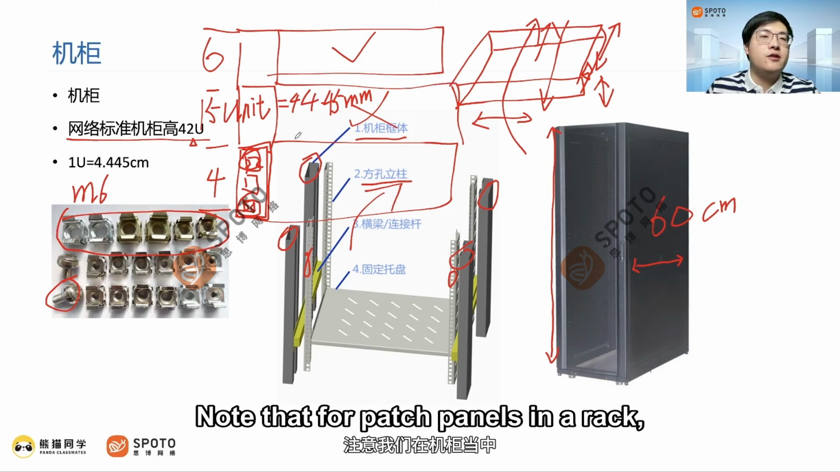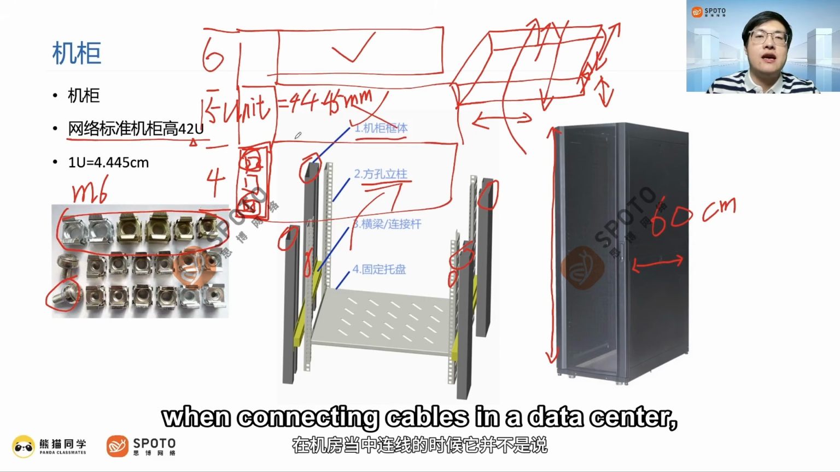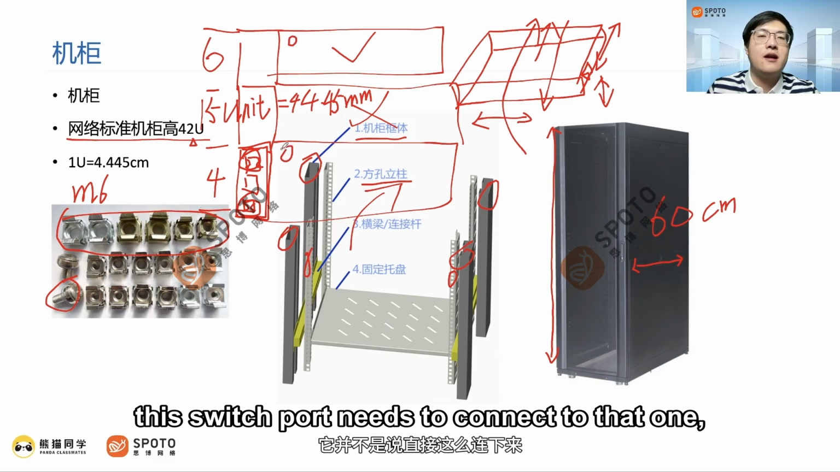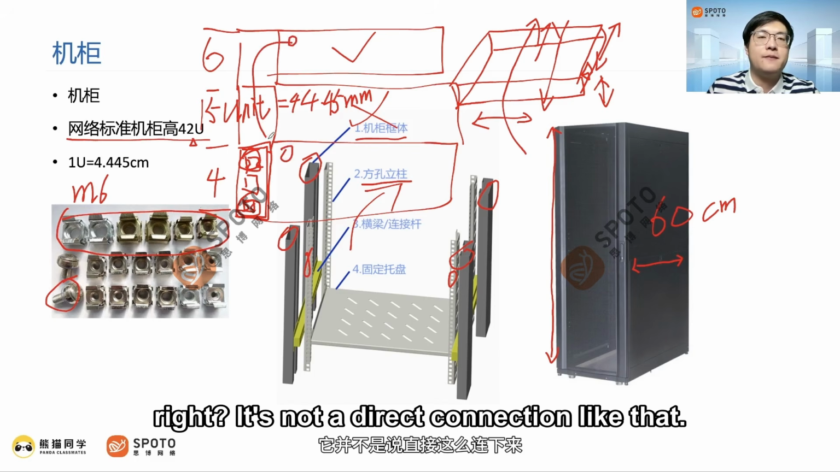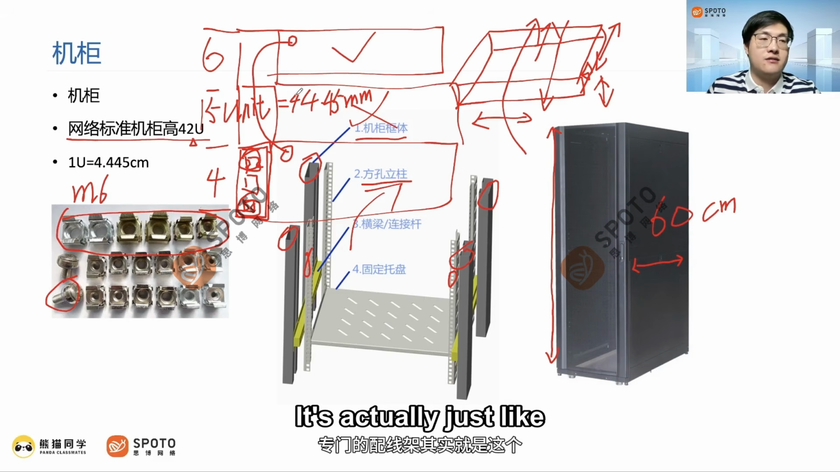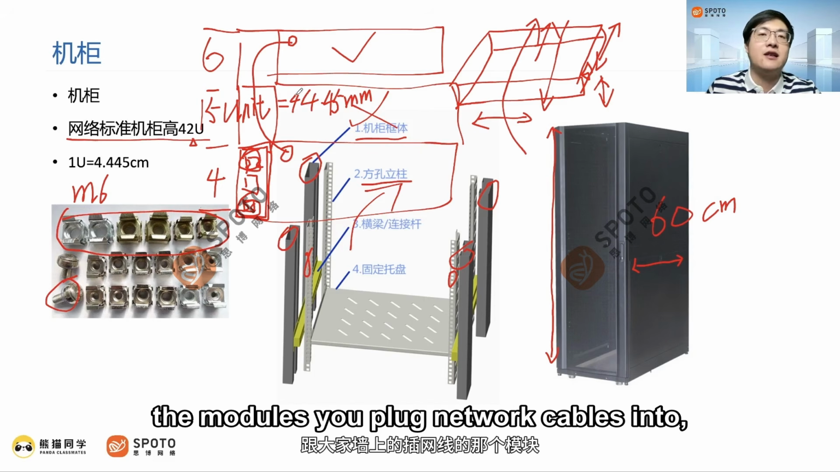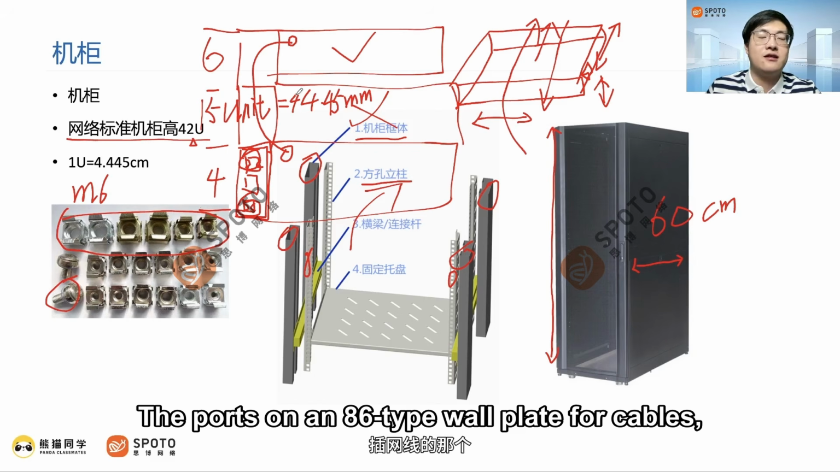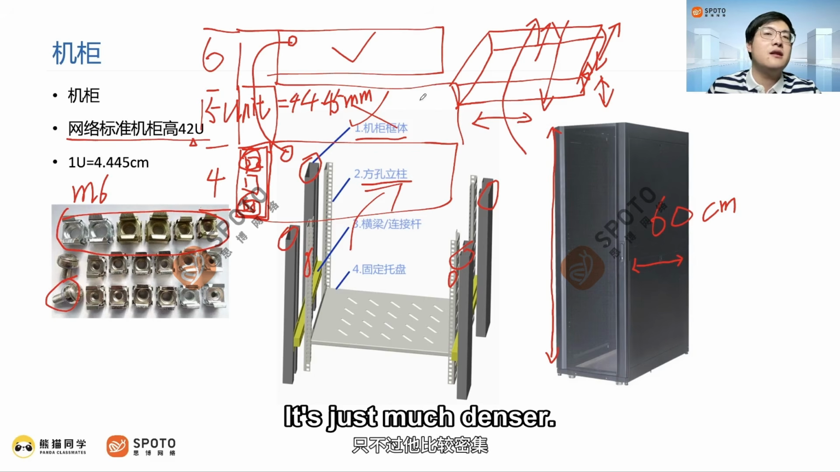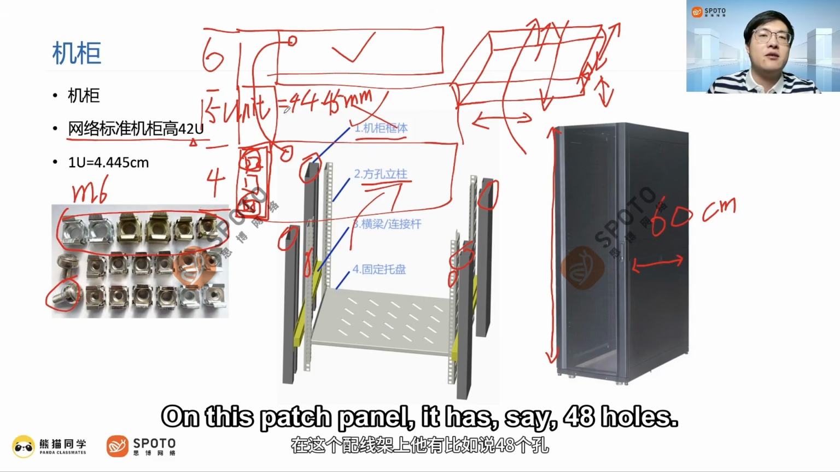Note that for patch panels in a rack, when connecting cables in a data center, it's not like this switch port needs to connect directly to that one. There are dedicated patch panels. It's actually just like the modules you plug network cables into. The ports on an 86 type wall plate for cables are pretty much the same. It's just much denser. On this patch panel, it has, say, 48 holes.